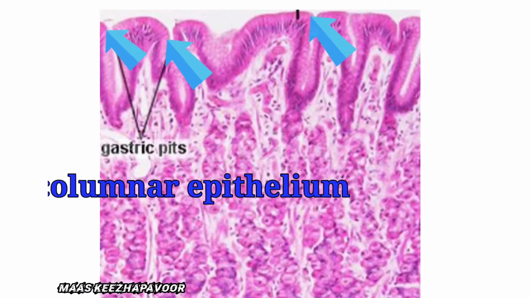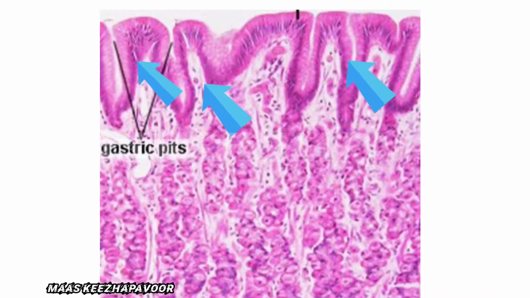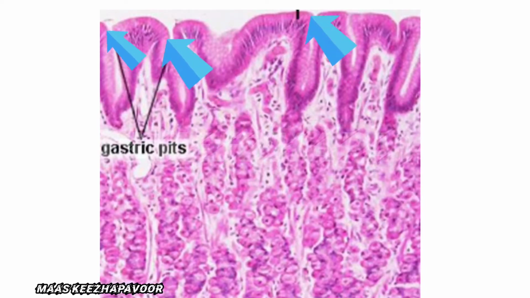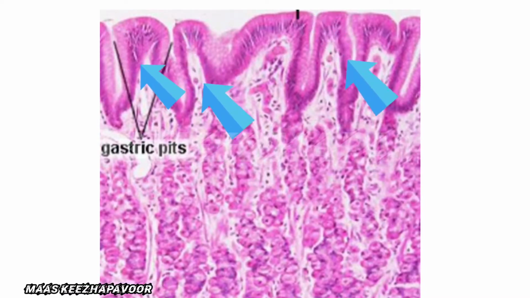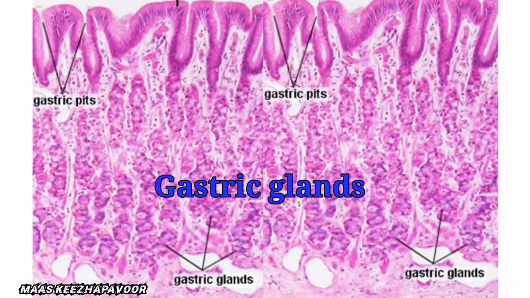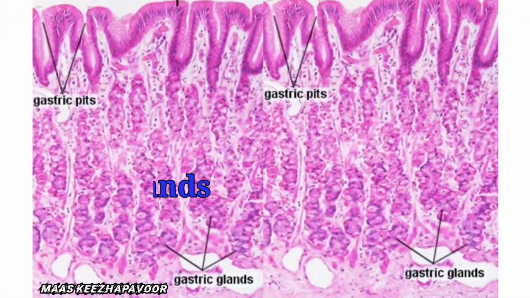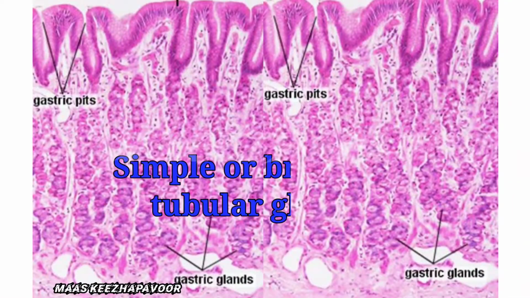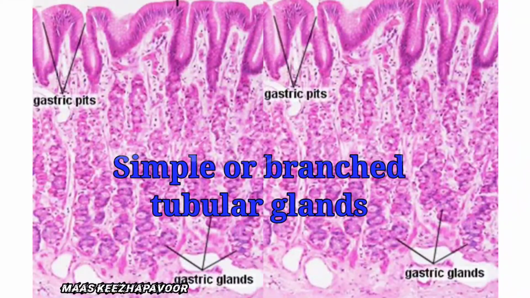It shows invaginations which will occupy the superficial 1/4 of mucosa. These invaginations are called as gastric pits. The gastric glands occupy the lamina propria extending between the gastric pits and the muscularis mucosa. These glands are simple or branched tubular glands.